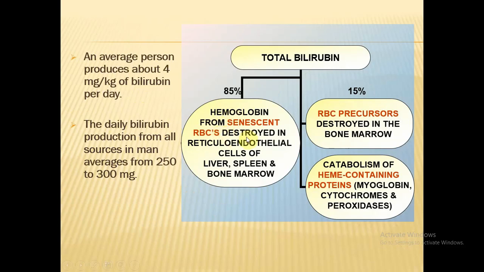Hemoglobin from senescent red blood cells is destroyed in the reticuloendothelial system, liver and bone marrow, around 85%, while 15% comes from the bone marrow, or from catabolism of heme-containing proteins like myoglobin, cytochromes and peroxidases. So 15% of bilirubin comes from these things and 85% from the hemoglobin. In total 250 to 300 milligrams per day of bilirubin is produced inside a man.